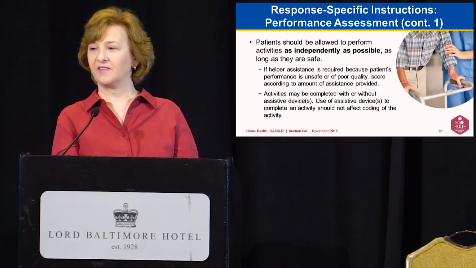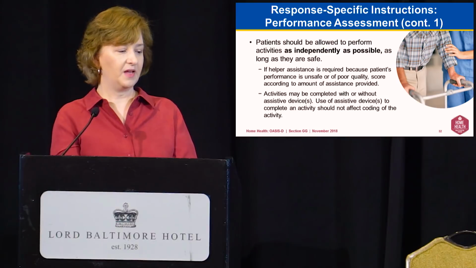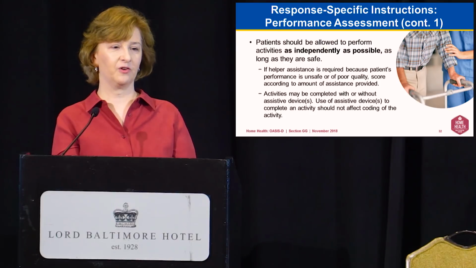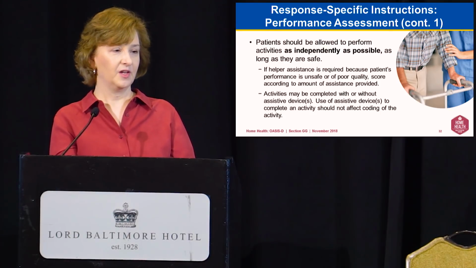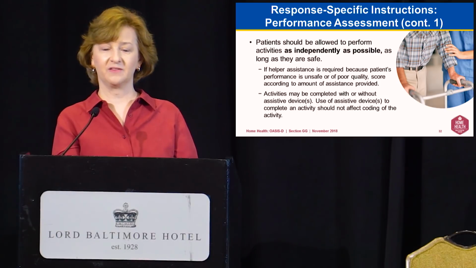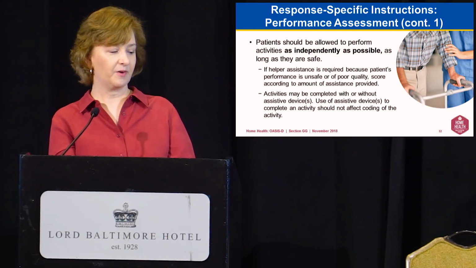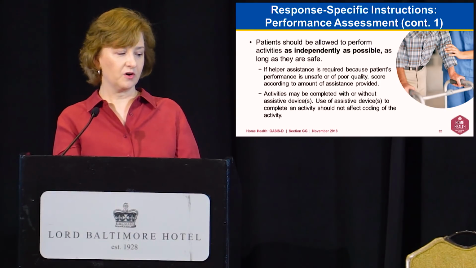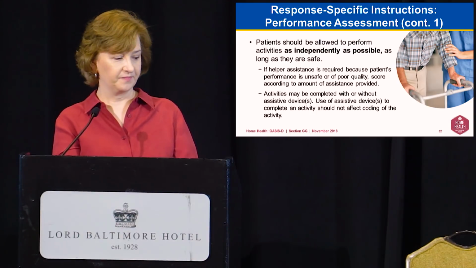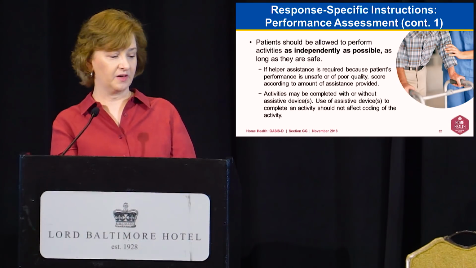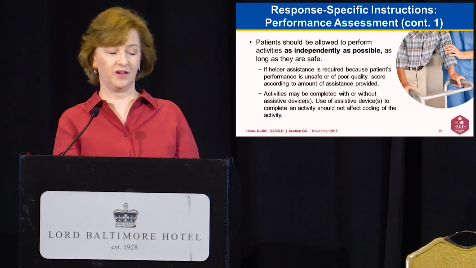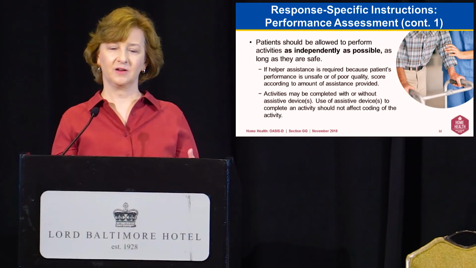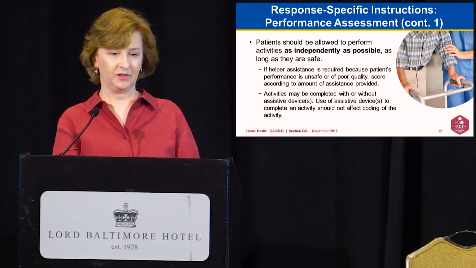So when the assessment is performed, the patient should be able to perform the activity as independently as possible so that you can get an accurate picture of the person's abilities. So as long as they're safe, allow the person to be as independent as possible. If assistance from a helper is required because the patient's performance is unsafe or of poor quality, score according to the amount of assistance required. Activities may be completed with or without an assistive device, and the use of the assistive device does not increase or decrease the score in any way. You just score the patient based on the device that they typically use.